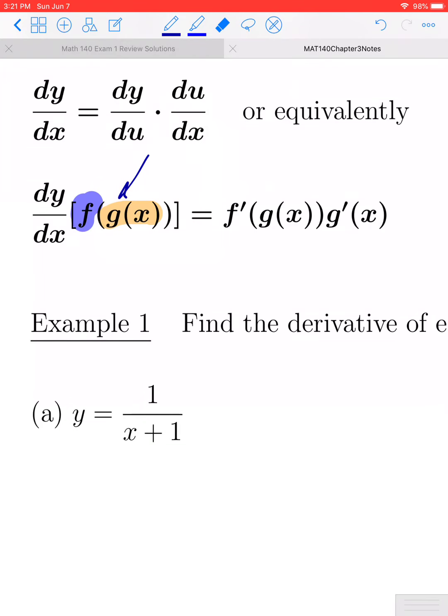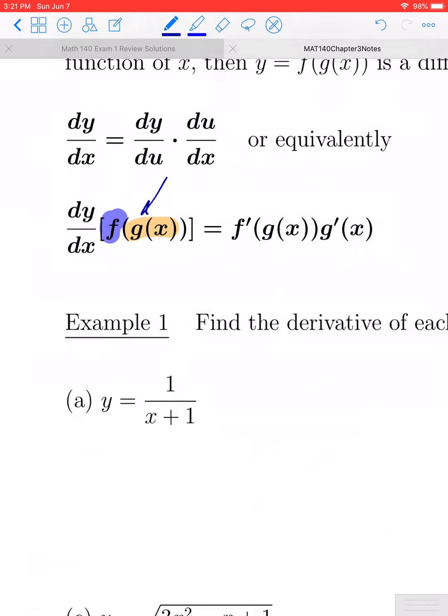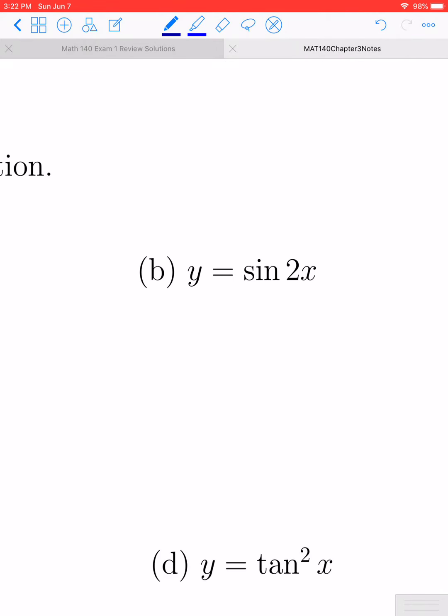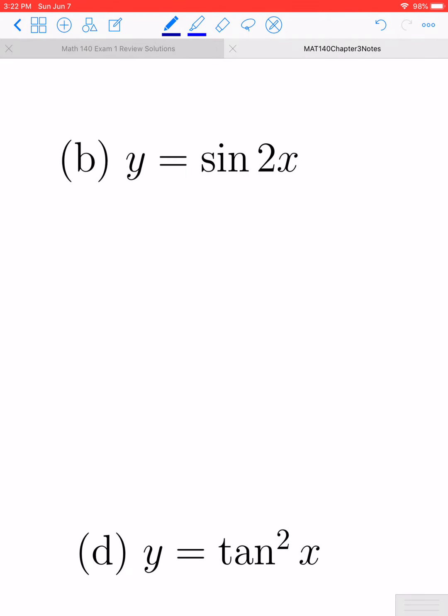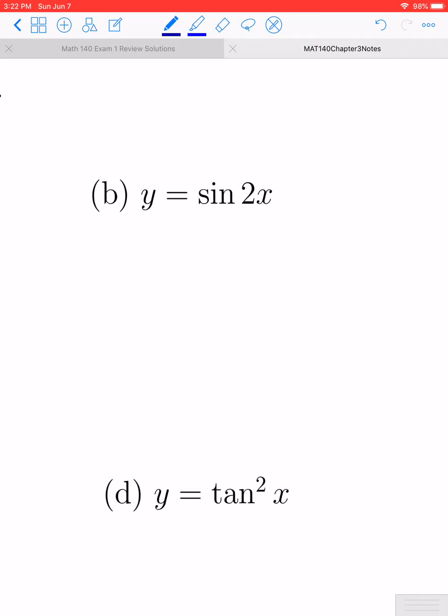So again, in words, to differentiate a composition of functions, we do the derivative of the outside function composed with the inside function times the derivative of the inside function. Let's take a look at example 1. And I'm going to save part A for later. I don't think it's the best illustration of this. But let me introduce this with the notation we just saw a moment ago.